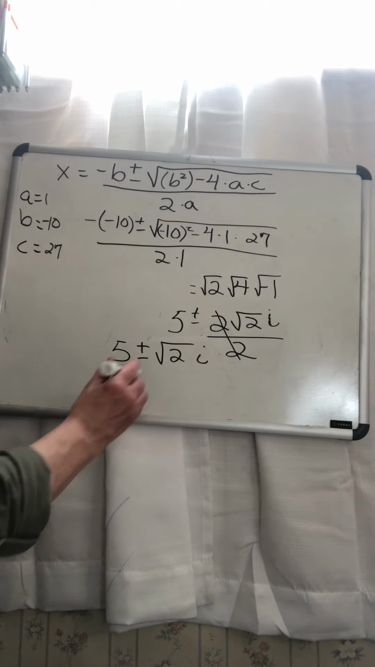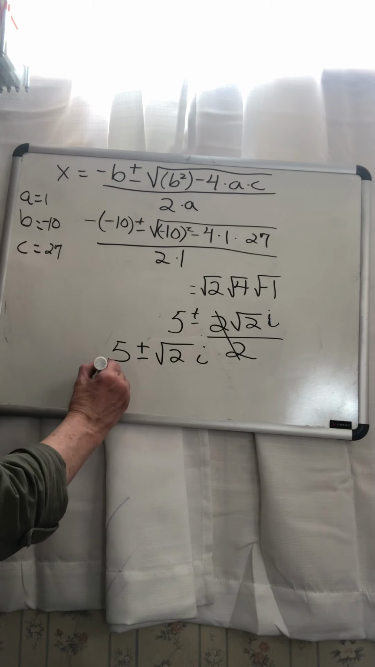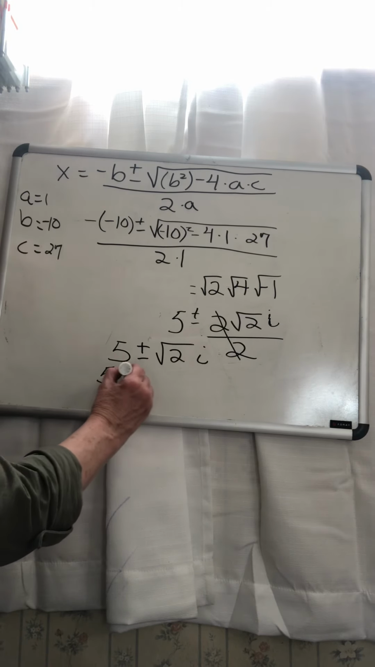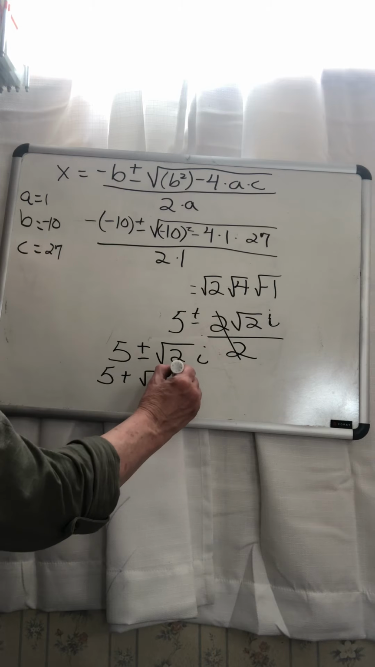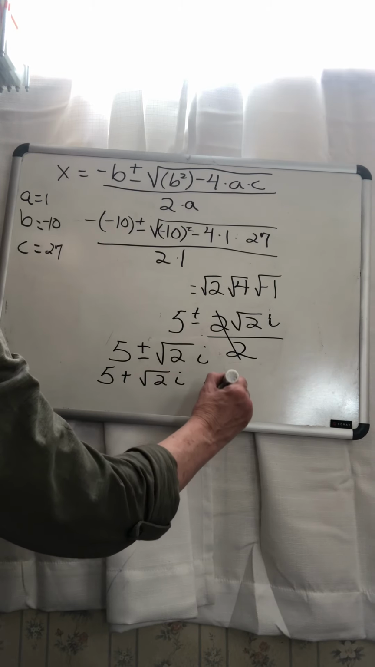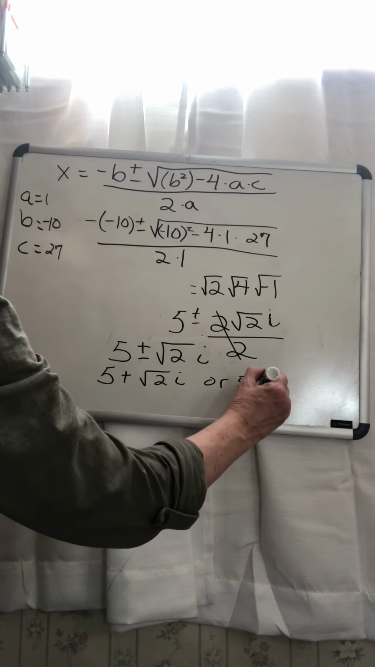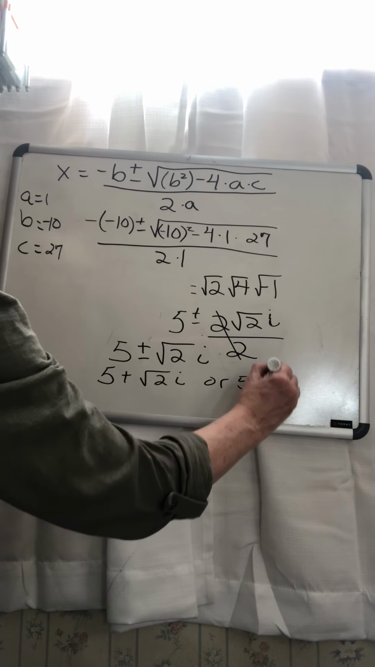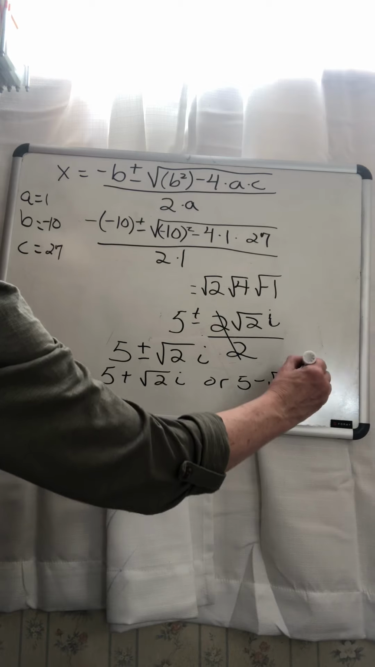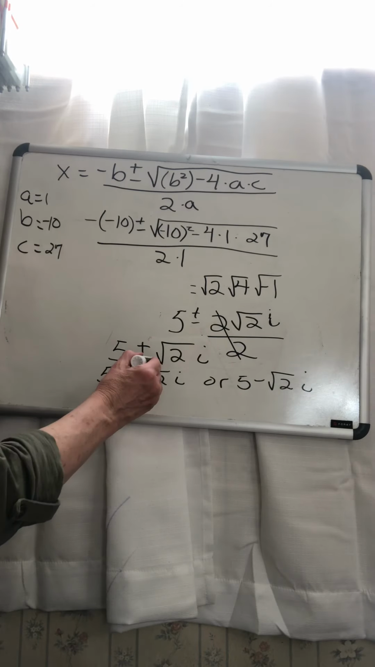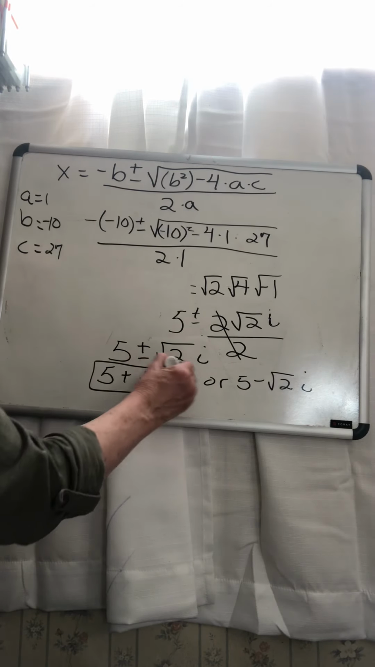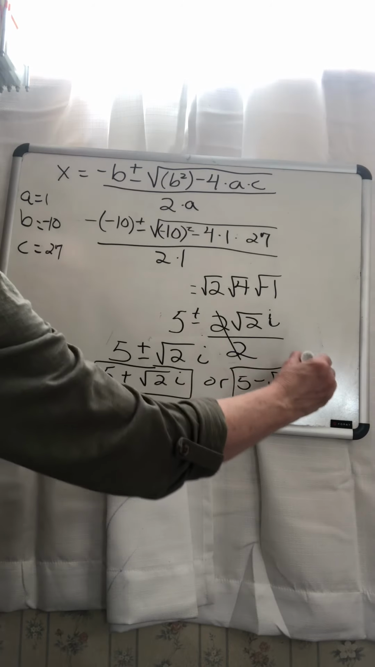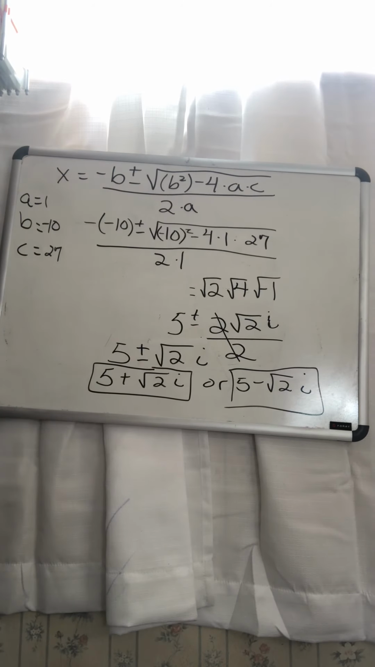And so we'd have two solutions. We would have 5 plus the square root of 2 times I, or we'd have 5 minus the square root of 2 times I. So our two solutions. Okay.